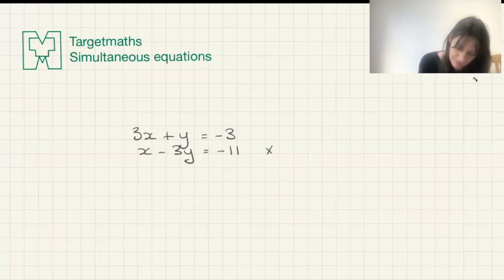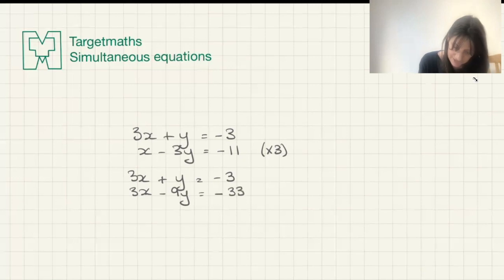Okay, I'm timesing the bottom by 3. That's all I need to do to get my match. So rewriting the top. And then I've got 3x minus 9y equaling minus 33. I'm going to do my take. I'm going to circle these.